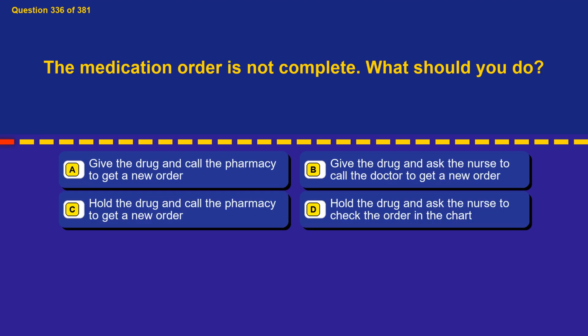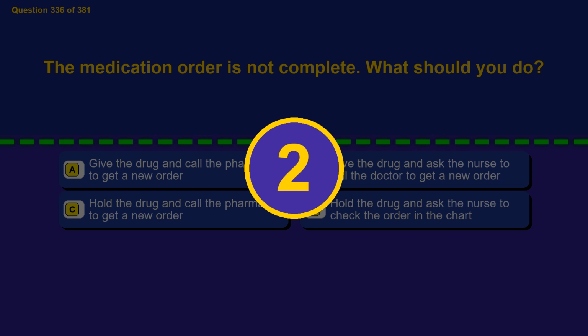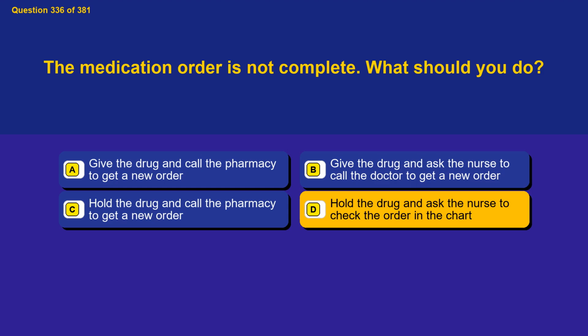Question 336. The medication order is not complete. What should you do? Option A, give the drug and call the pharmacy to get a new order. Option B, give the drug and ask the nurse to call the doctor to get a new order. Option C, hold the drug and call the pharmacy to get a new order. Option D, hold the drug and ask the nurse to check the order in the chart. The correct answer is option D, hold the drug and ask the nurse to check the order in the chart.